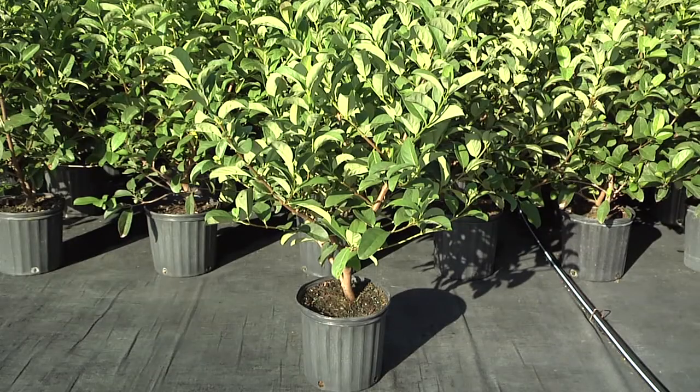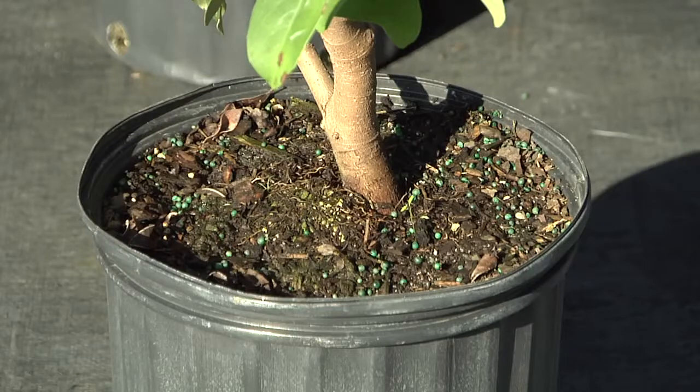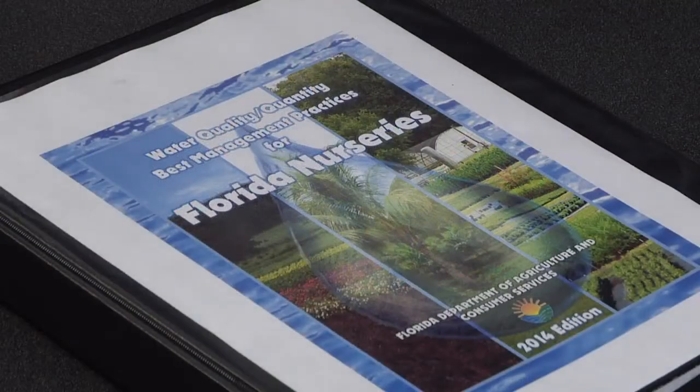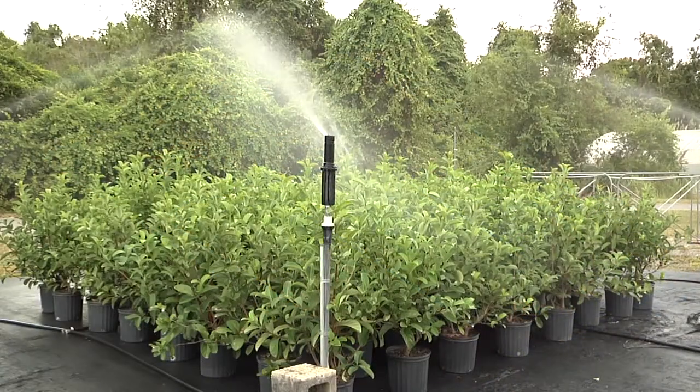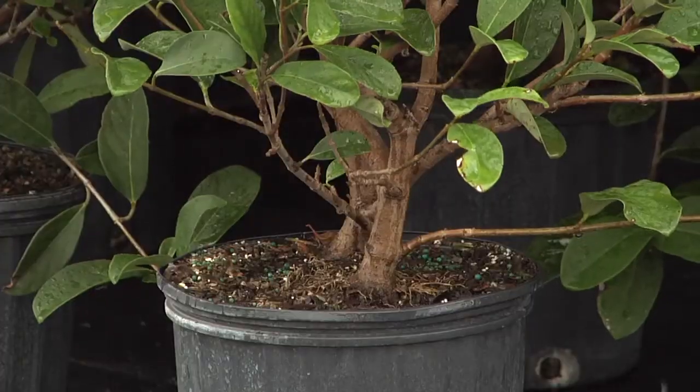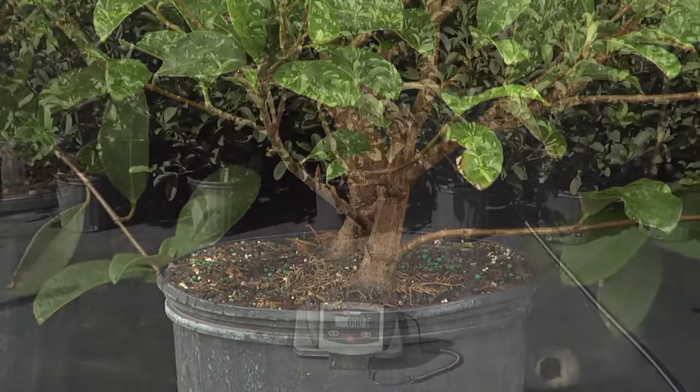Plant available water is the amount of water in the substrate that can be used by the plant. The BMP manual suggests the amount of available water be at least 25% of the substrate volume. To determine available water, thoroughly irrigate the plants so the substrate is retaining the maximum amount of water.